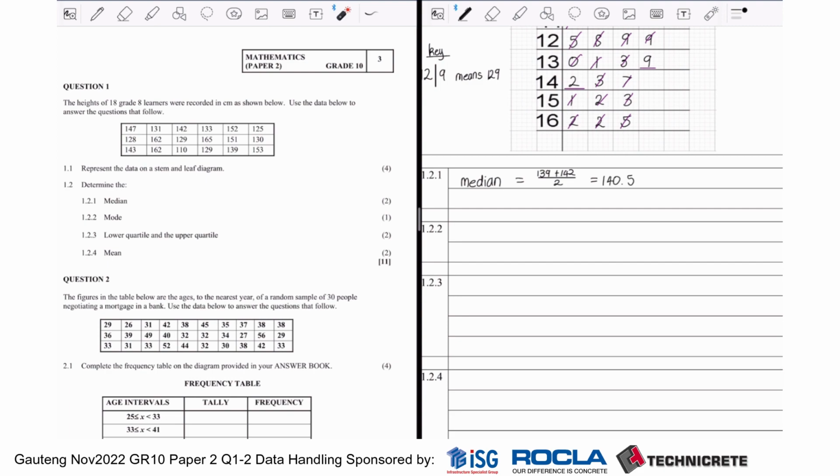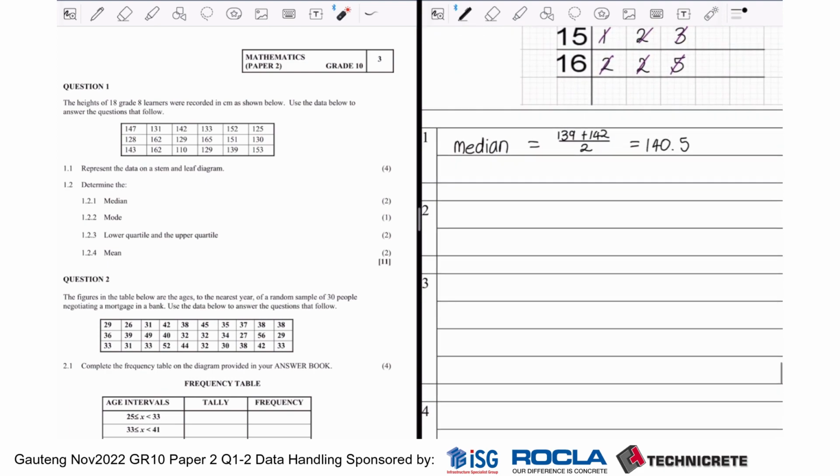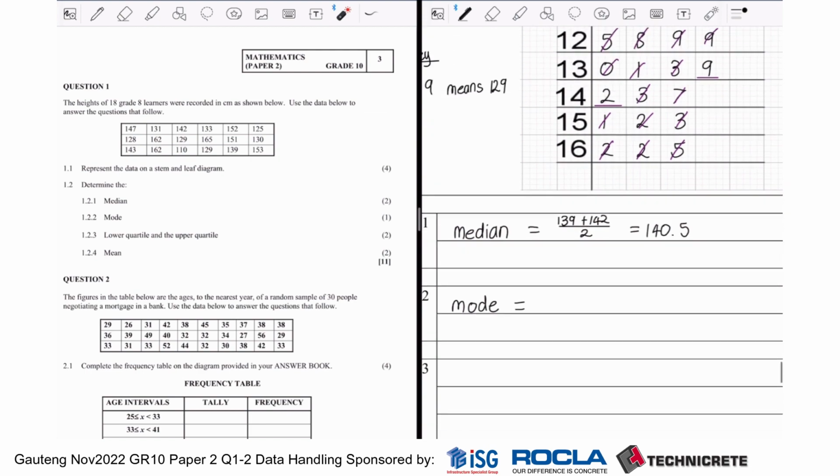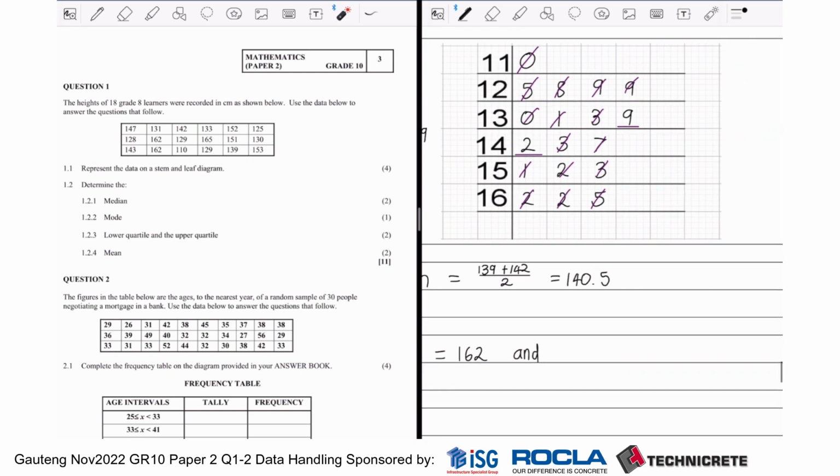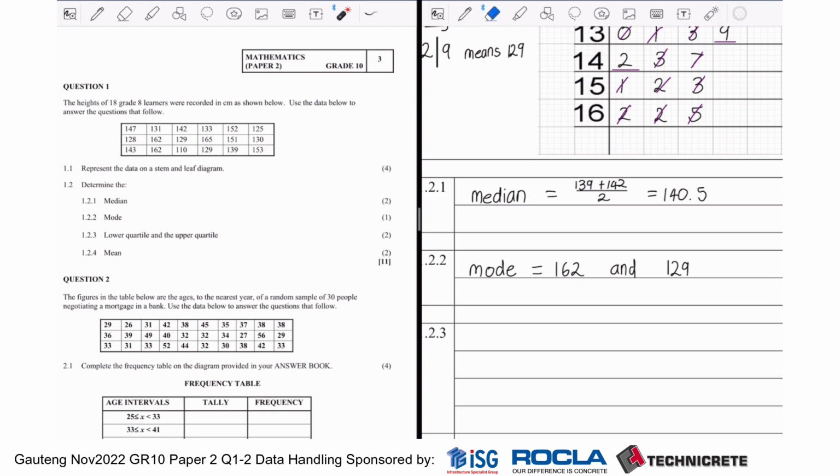Okay, and then I want my mode. So the mode is the most frequently occurring number. And I had two of those. I had 129 that appeared twice, and I had 162 that appeared twice. So my mode is both of those, 162 and 129. Maybe I should say equals.